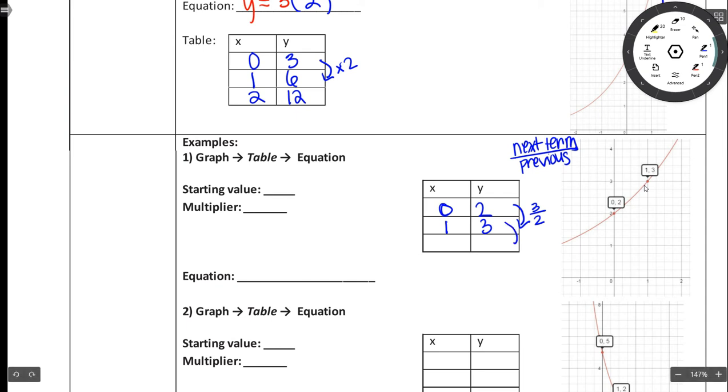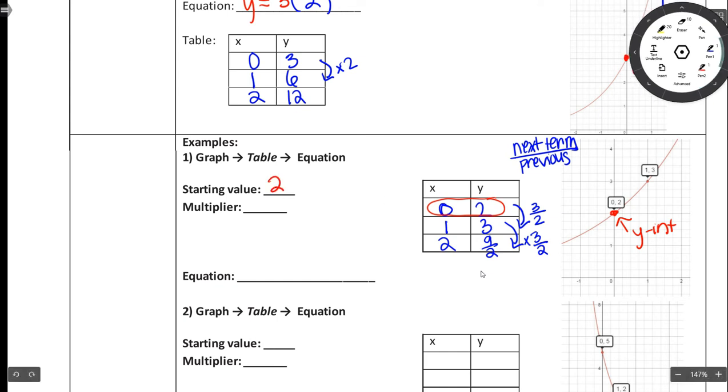So to get to my next number, I would multiply by 3/2. And that would be 9/2. Okay, and that is not shown on our graph, but that's how we could figure out our table. So our starting value here is going to be, again, where's my x equals 0? Right here. So therefore, that is my starting value. That is my y-intercept. And that is why it is my starting value, 2. What is my multiplier? My multiplier is 3/2.